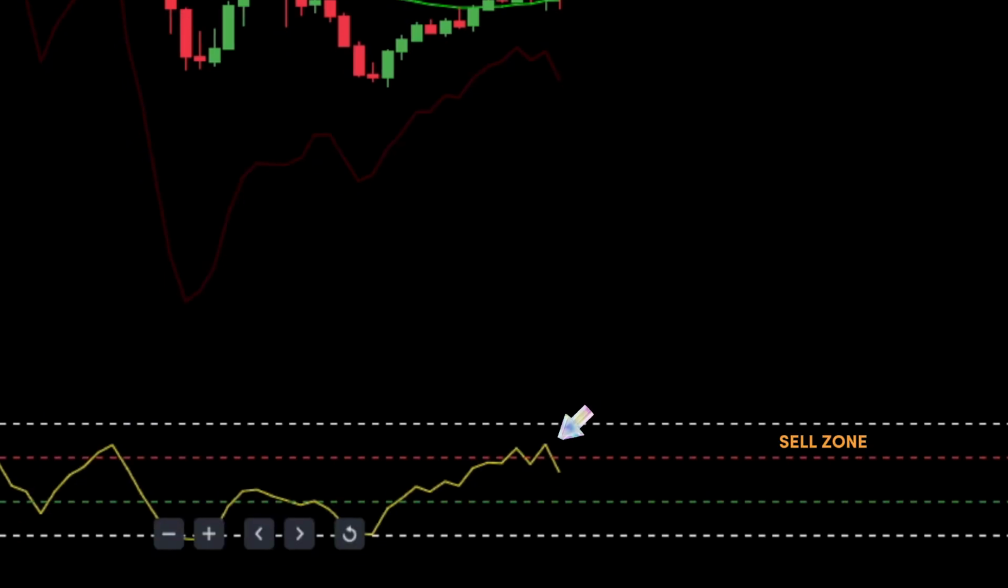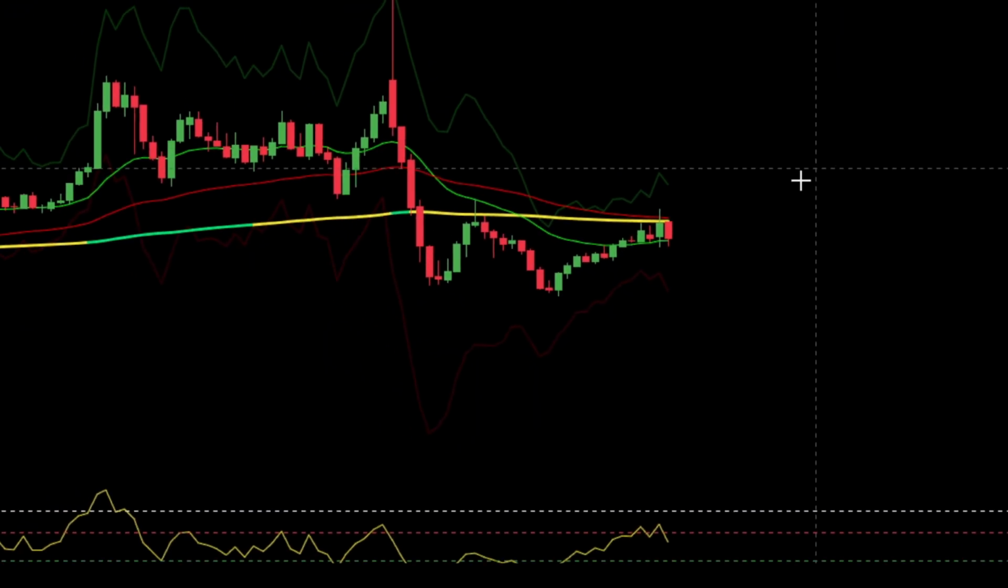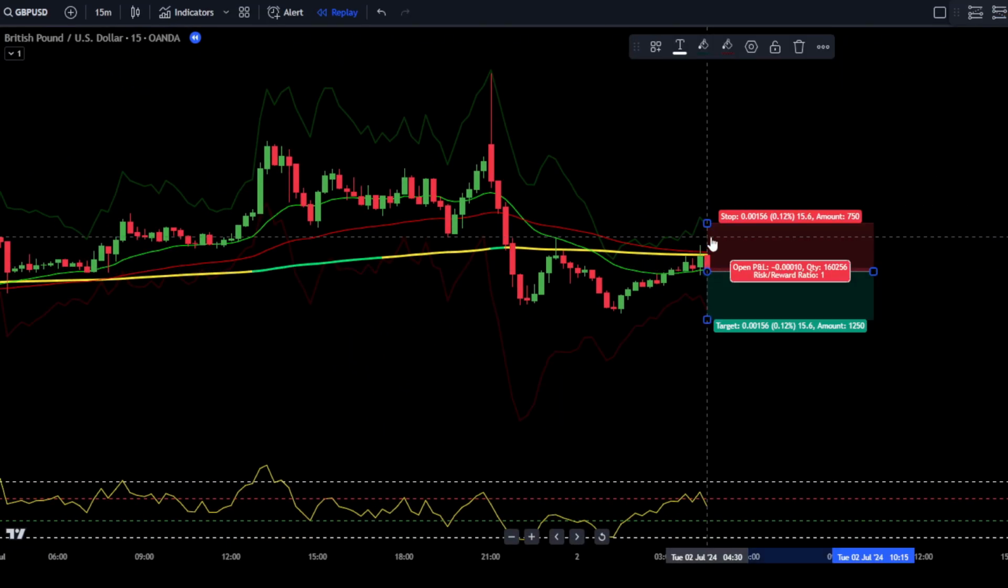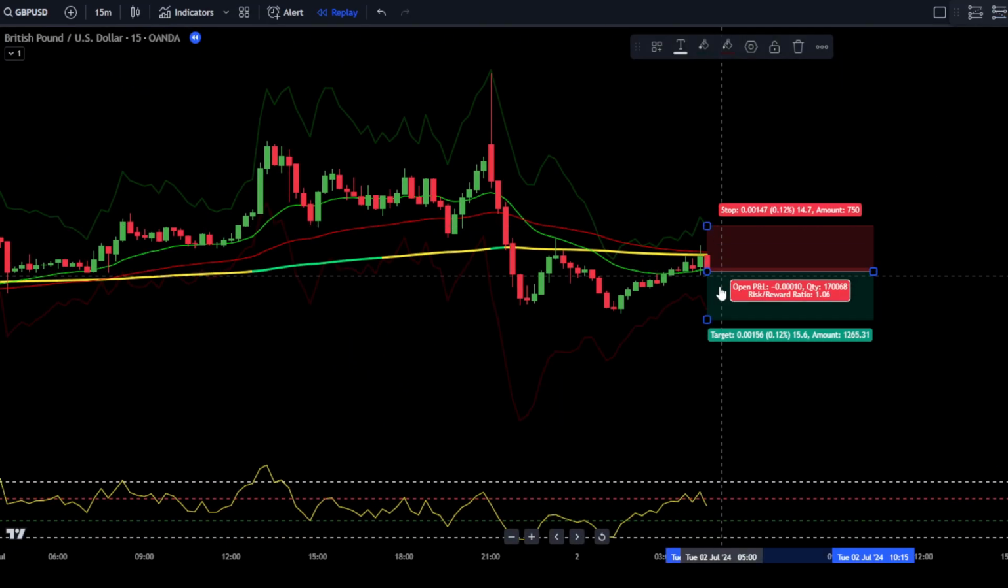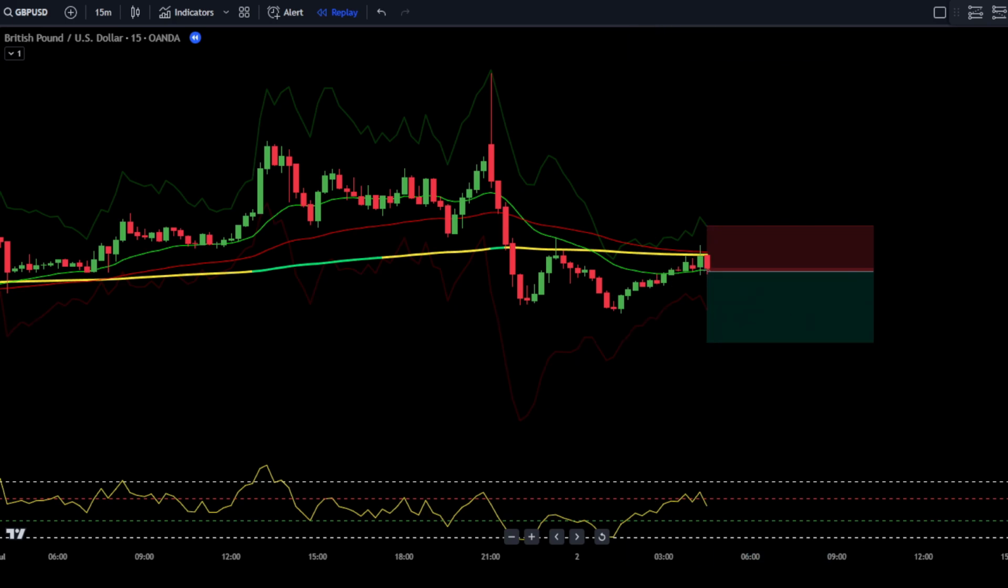Wait until the RSI signal line enters the sell zone. Then, wait for the RSI signal line to cross or close below level 60. Ensure that the candlestick formed is a bearish candlestick. If all conditions are met, you can place a sell entry after the bearish candlestick closes. Set your stop loss at the green ATR line. Use a risk-to-reward ratio of 1 to 1.5 for your take-profit target.